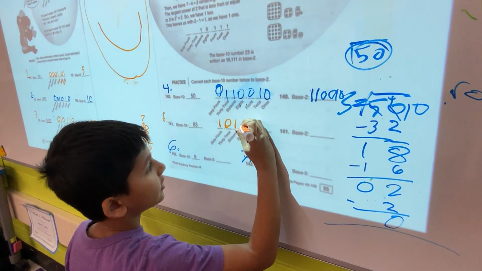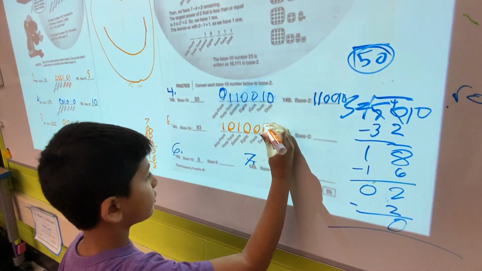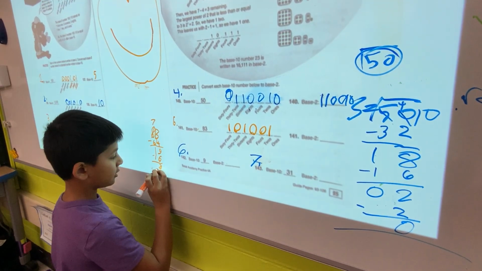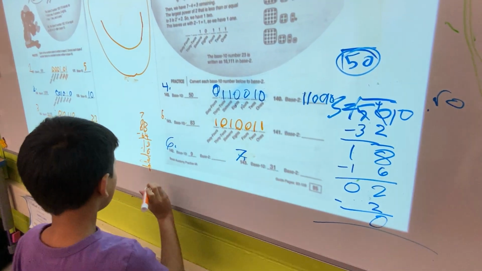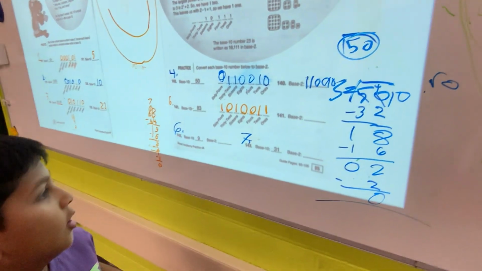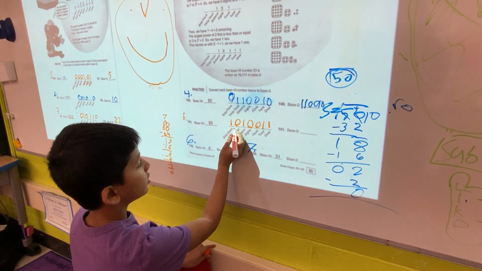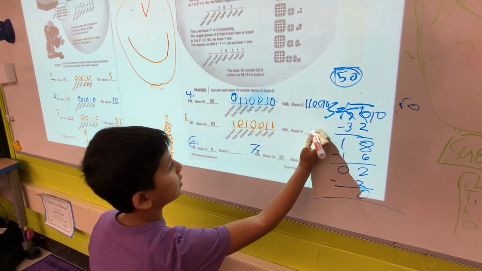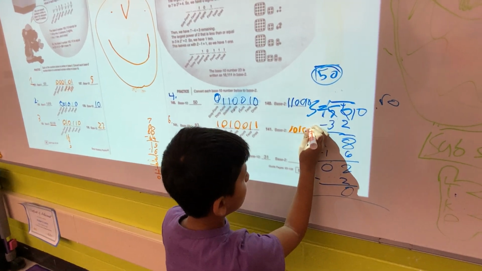Now, 8 cannot go into 3. 4 cannot go into 3. 2 can go into 3. So we do 3 minus 2, which is 1. Now 1 can go into 1. So we do 1 minus 1, which leaves us with 0, so no more. So in the end, we get 1010011.